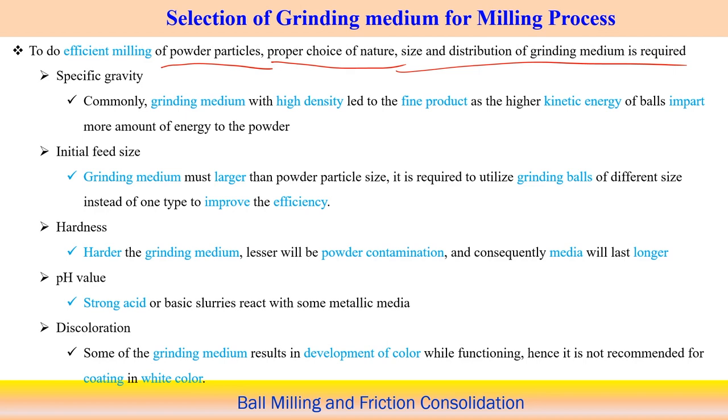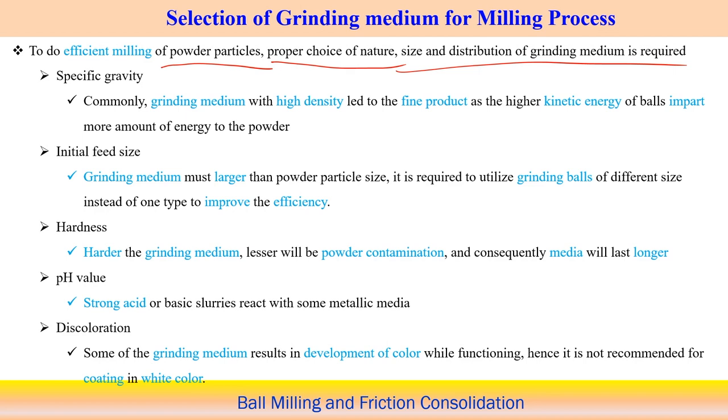So that's why we need to measure the specific gravity of this particular material before choosing it as the grinding media in the ball milling operation. Second is the initial feed size. Initial feed size means the grinding media must be larger than the powder particle size. Otherwise it will not be able to transmit the kinetic energy to fracture the particles. So therefore, grinding media must be larger than the particle size.